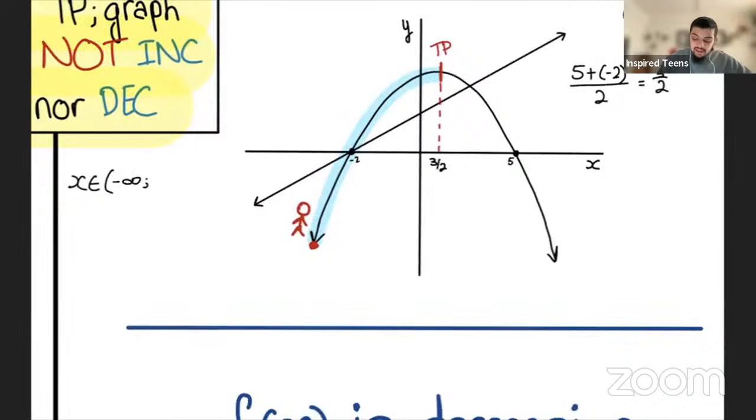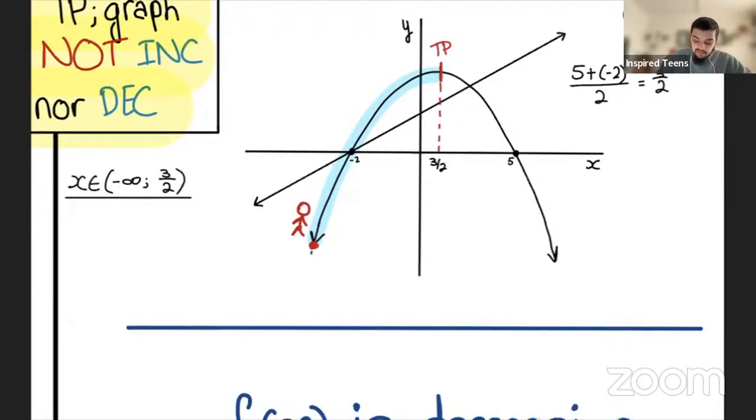The ending value is the turning point x value, which we've got as 3/2. Now, the important thing here: do we include or exclude the turning point? We actually exclude the turning point, because at the turning point the graph is neither increasing nor decreasing. Remember what this interval is for: the x values for which the graph is increasing.